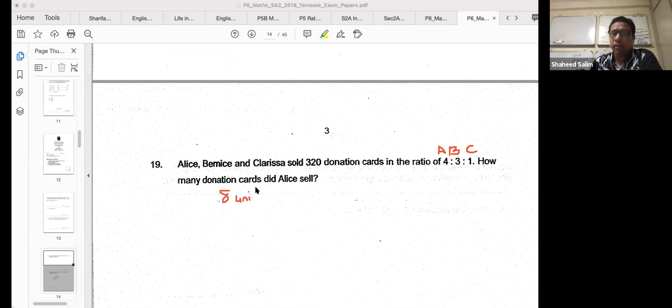Hold on, there's someone coming in. Okay, 8 units. 8 units. Hello, Akil.